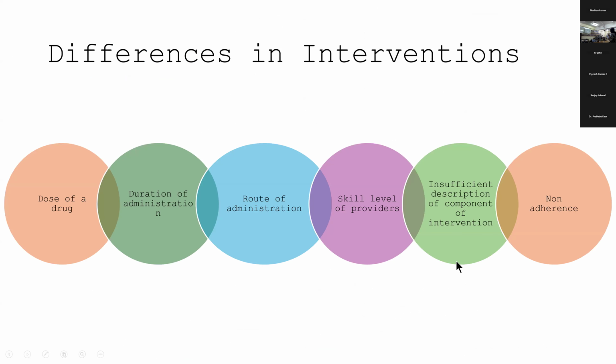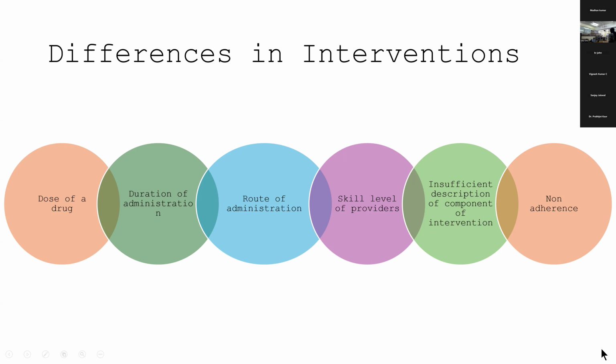Now going back, so we have looked at the population. Now we will look at indirectness in terms of interventions. So based on the dose of the drug, the duration of administration of the drugs, maybe the route of administration, IM versus subcute, the skill levels of the providers, maybe the same procedure done by one person is superior to the same procedure done by somebody else. Then there is insufficient description of the component of intervention.